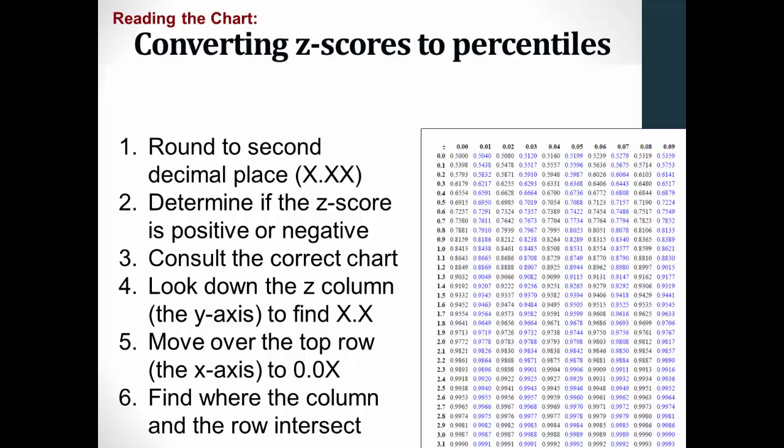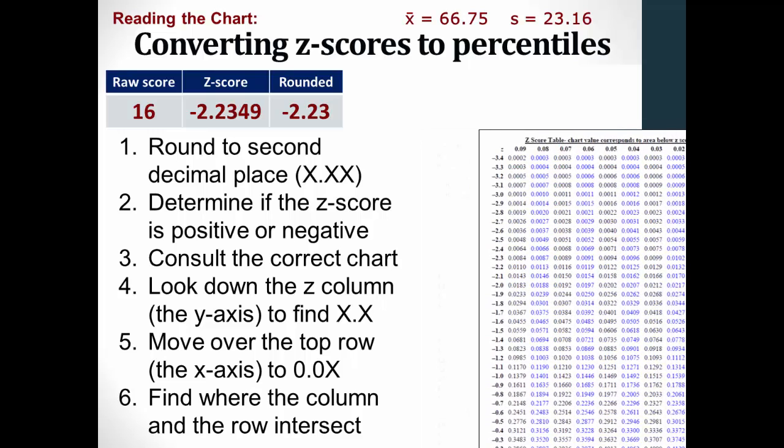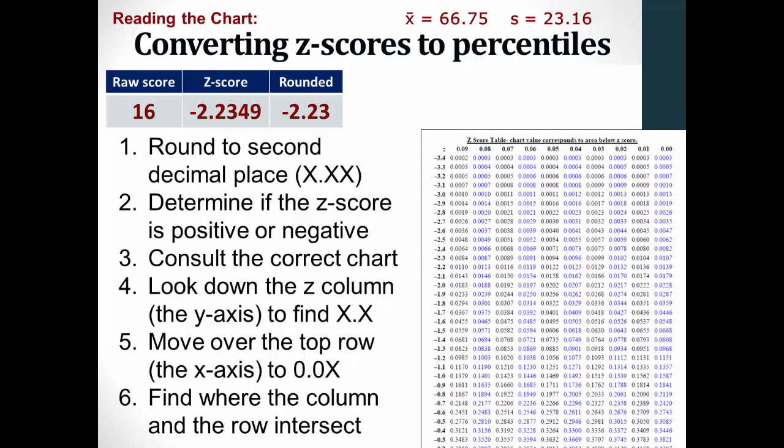One more quick example to make sure you've got it, where you calculated the z-value for a raw score of 16 using the mean of 66.75 and the standard deviation of 23.16. Your calculated z-score, I know you can do the math now, is negative 2.2349, which, when rounded to the second decimal place, is negative 2.23. As this is a negative z-score, that means we have to switch pages so that we can consult the z-score critical value chart that shows negative z-values.